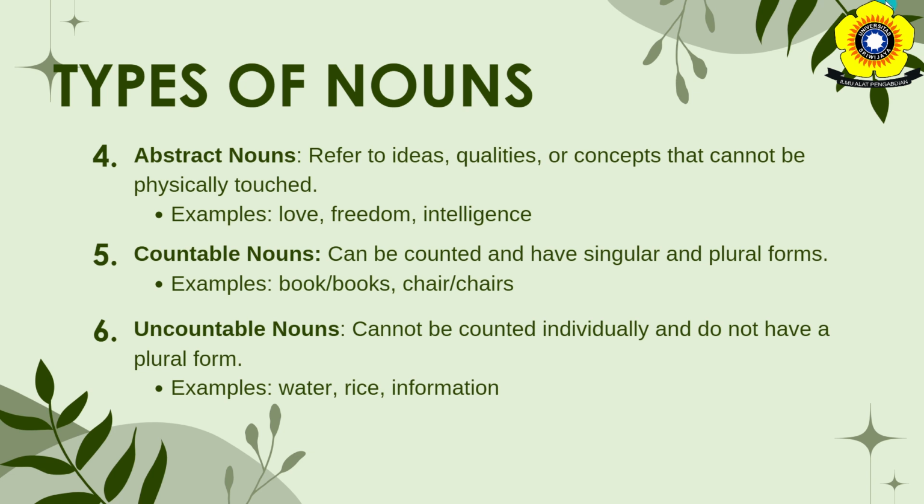The fifth one is countable nouns. They can be counted and have singular and plural forms. Examples: book or books, chair or chairs. Sixth one is uncountable nouns, which are nouns that cannot be counted individually and do not have a plural form. Examples: water, rice, information.